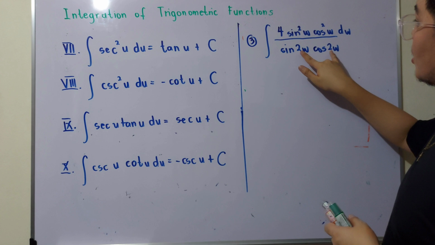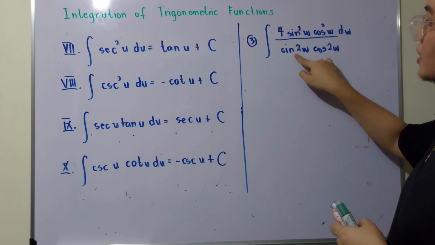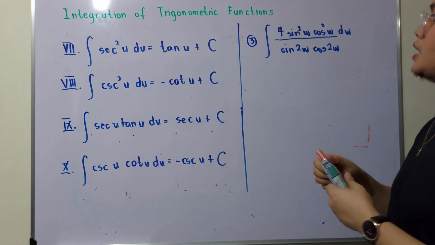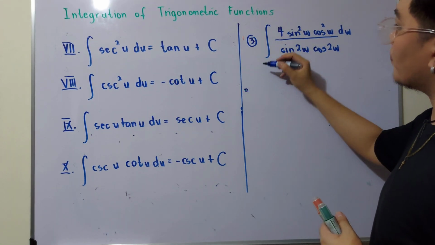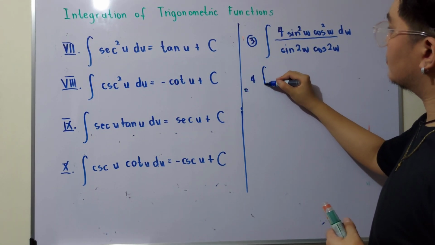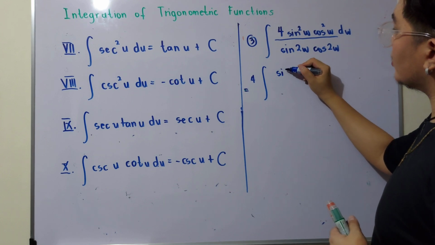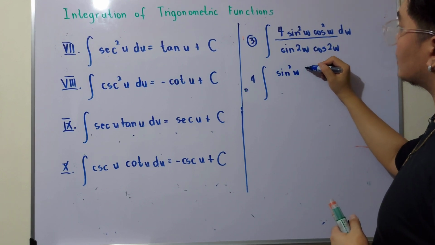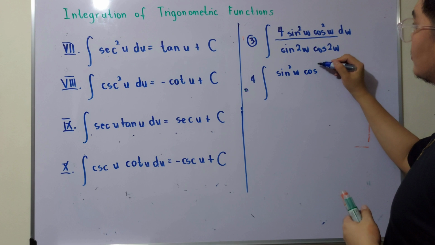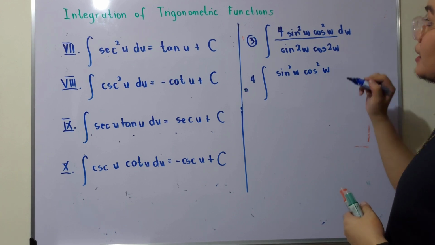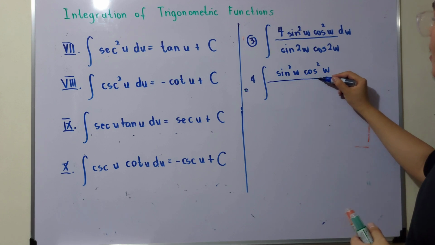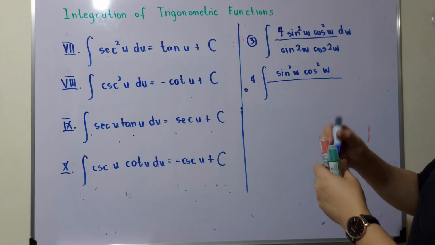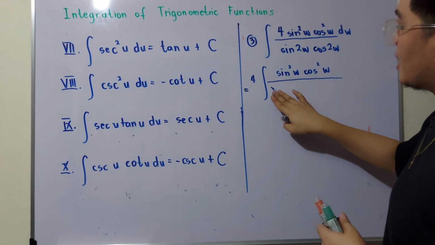Okay, so meron tayong double angle dito. Ito munang si sine 2w ay gawin natin, i-ano natin. Si 4 pwede natin ilabas dito. Pero itong sine squared w at saka si cosine squared w, huwag muna natin galawin. At itong nasa ilalim lang. So ito ay magiging 2. Ibayin natin yung kulay.